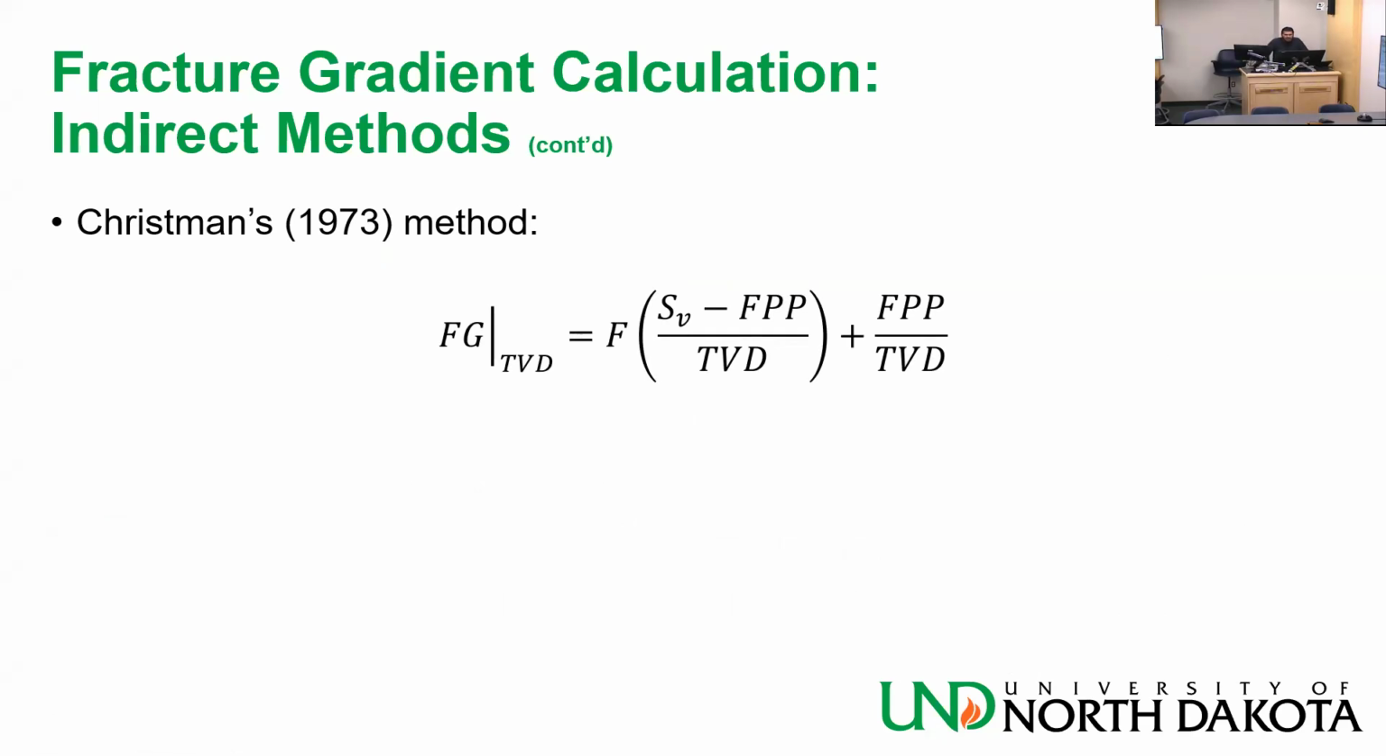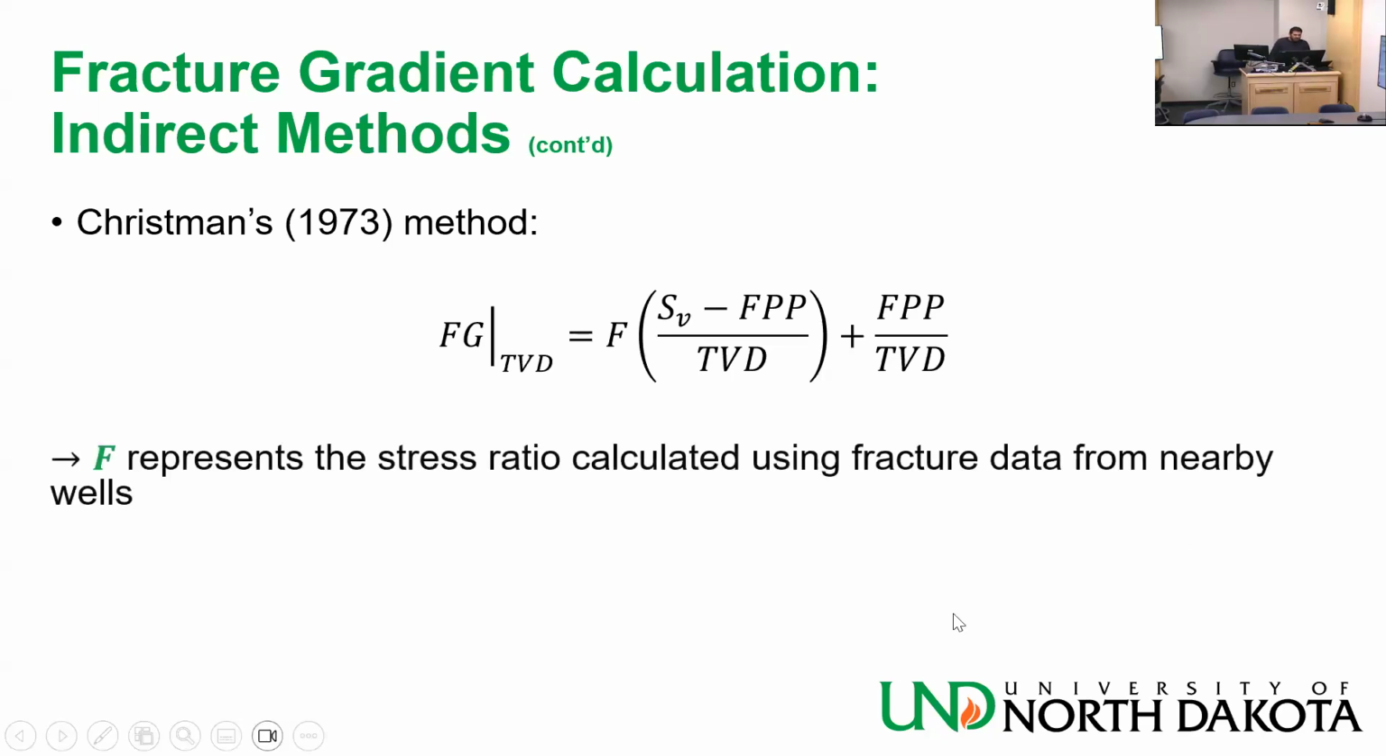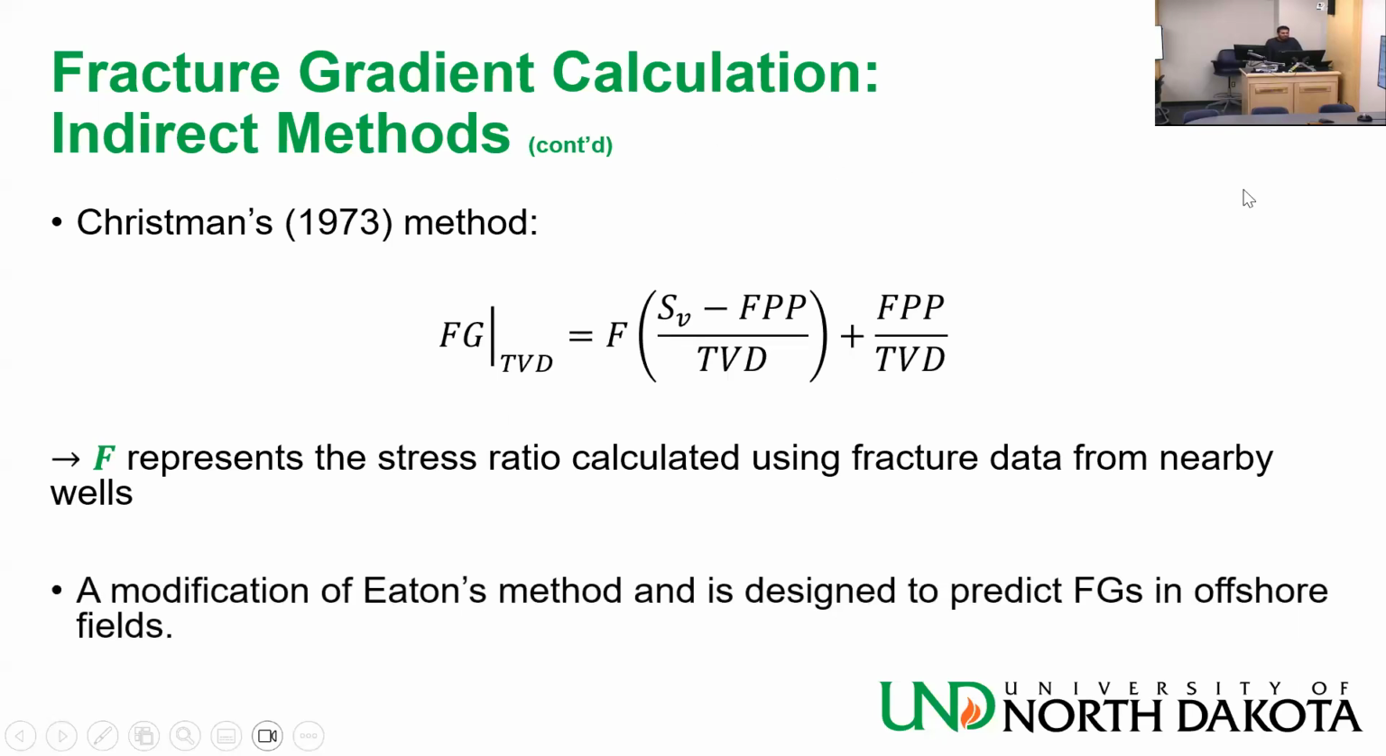It is F times (SV minus FPP) divided by TVD, plus FPP divided by TVD. Okay? Now, what is this F? It's the stress ratio calculated using fracture data from nearby wells. It's basically including all this stuff, ν divided by 1 minus ν, and the constant that you are missing from the other fraction. They are grouped together into a new term called F. Okay, it's basically a modification of Eaton's method and is designed to predict fracture gradient in offshore fields.